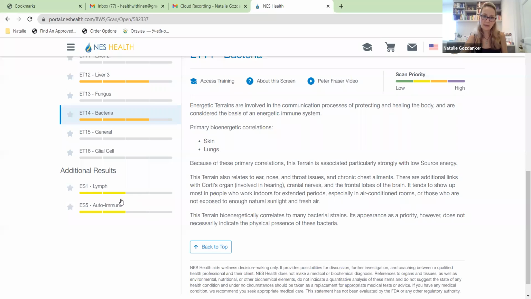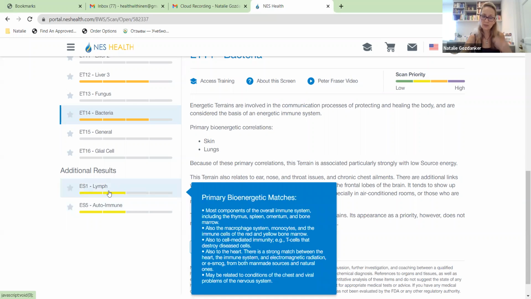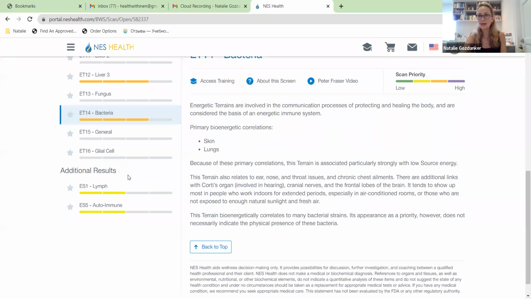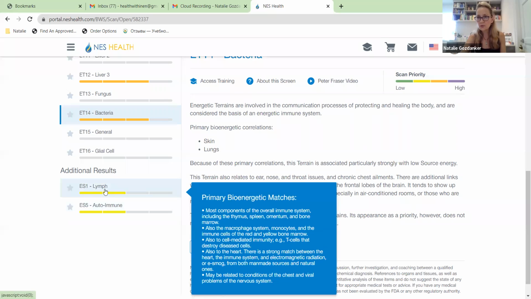But for example, here, I'll just show you, because we are talking about immune system, lymphatic system is part of the immune system as well. You probably know that lymph nodes and lymph glands are around the body. So when this one lights up, it means that the waste removal system of the body is not working properly and needs extra help.